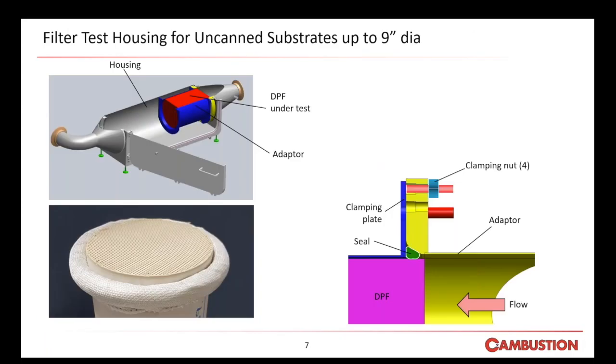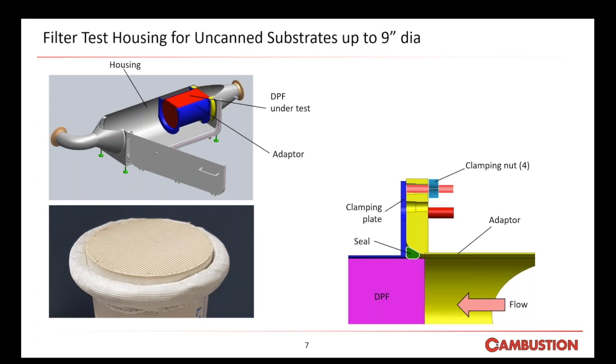Now I'll talk a bit about the filter test housing. We abbreviate this to FTH. This allows uncanned, so bare DPFs or GPFs, to be tested. This is particularly useful in our production QA applications, so at substrate manufacturers and coaters. We actually now have 60 different shapes or designs of adapter, to give you an idea of the uptake of the use of this product.